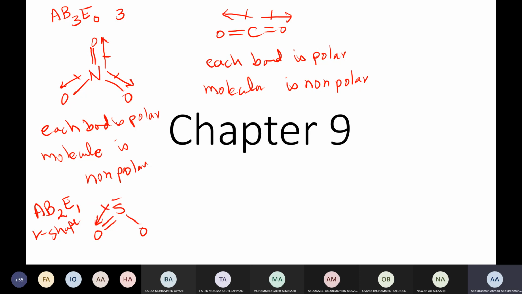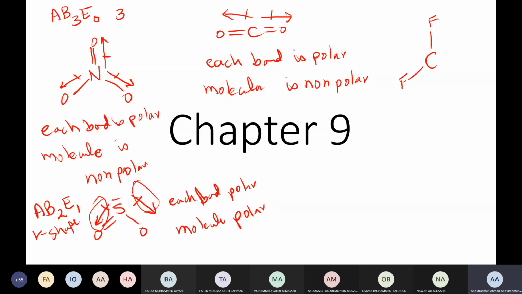We have one force here and one force here. Each bond is polar. How about the molecule? Polar. Why? Because the forces do not cancel each other. They don't cancel each other. Exactly. Is this clear? All right.